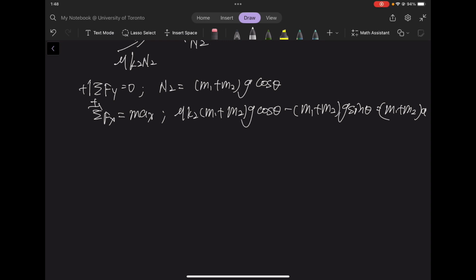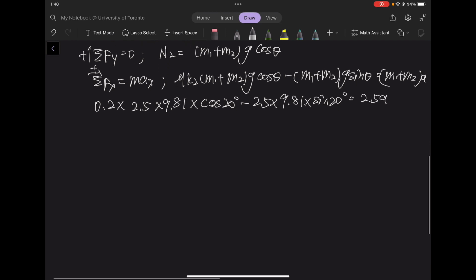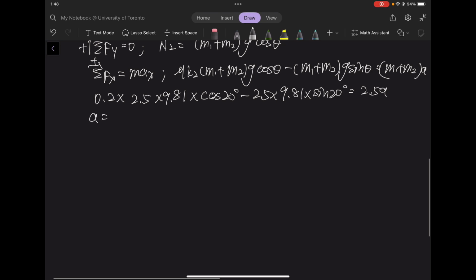and the acceleration of the whole system: 0.2 times 2.5 times 9.81 times cosine 20 minus 2.5 times 9.81 times sine 20 degrees, equal to 2.5 times acceleration. So we have the acceleration of the whole system is equal to negative 1.512 meter per second square.